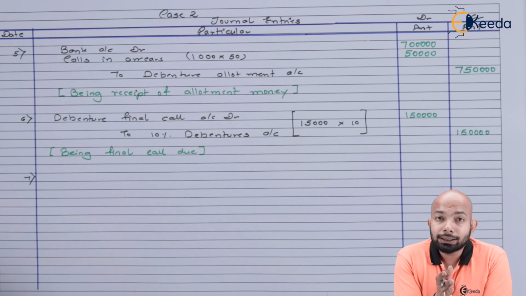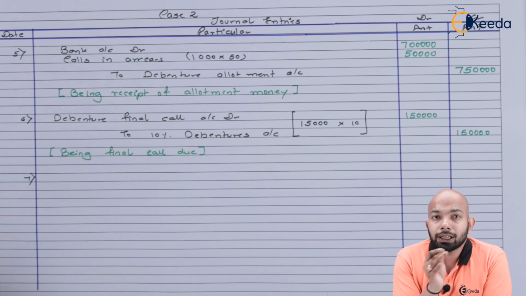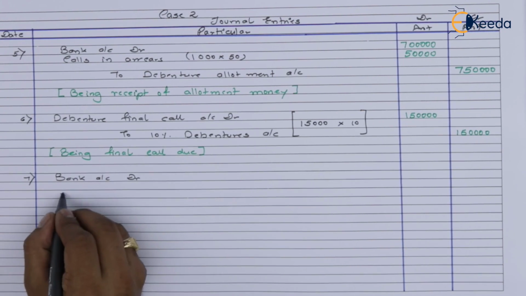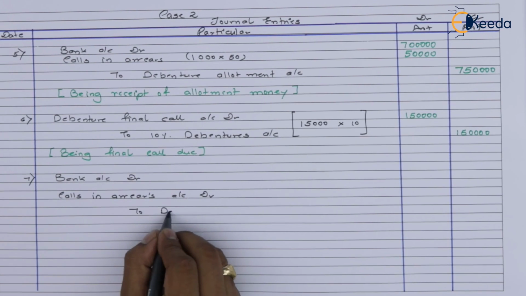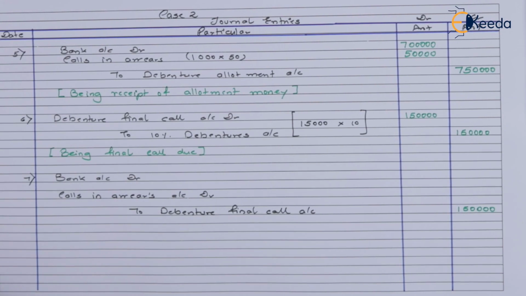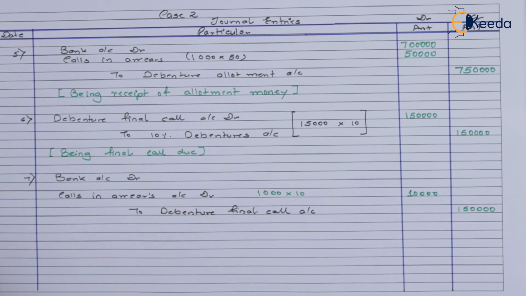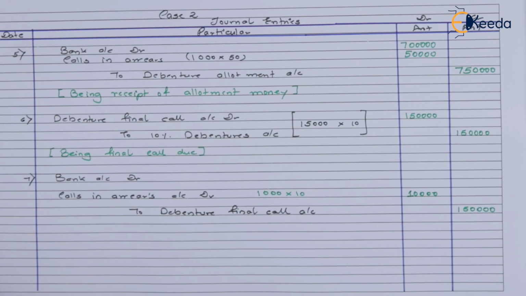Now, the last entry will be the receipt of final call. That will be bank account debit, calls in arrears account debit, because there are certain calls in arrears here again, to debenture final call. Now, the expected amount is 1,50,000. Calls in arrears will be 1,000 debentures multiplied by 10 rupees. So that will be a total of 10,000 rupees. So the total amount that we have received in our bank account is 1,40,000.